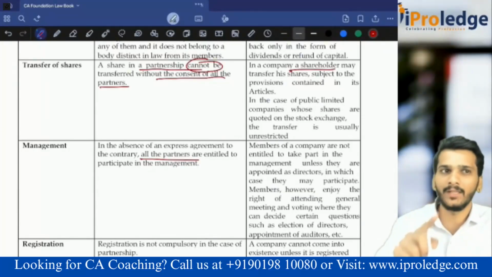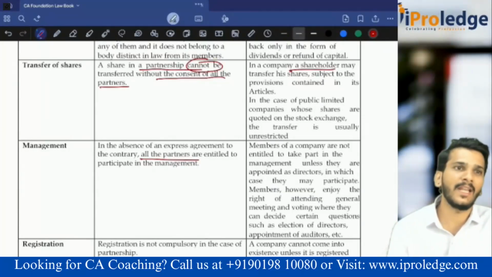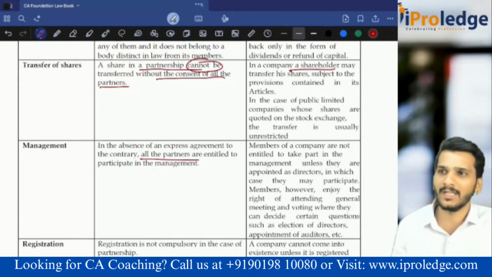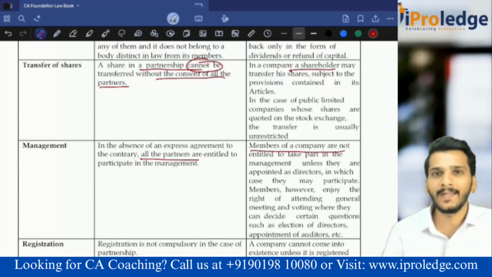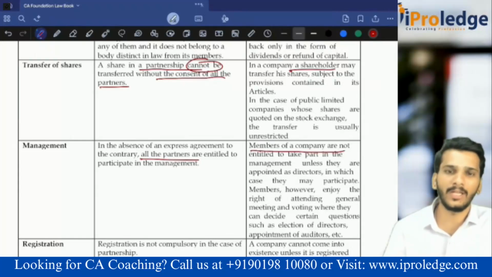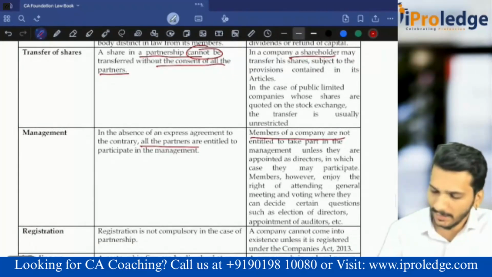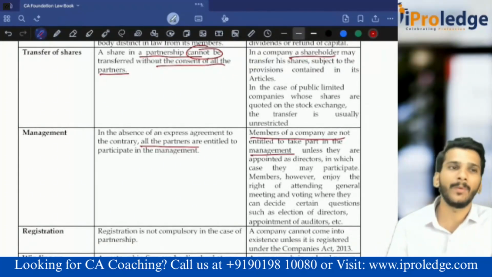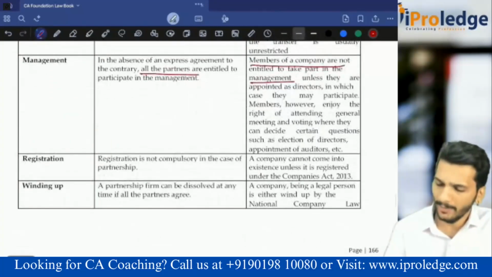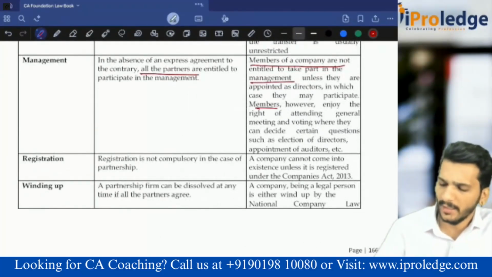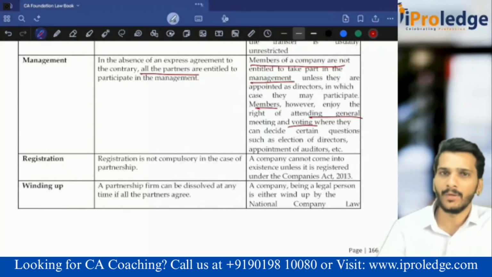One of the essential elements is that the business is carried on by all the partners or any one of them acting for all. If there is no agreement, all the partners are responsible for the business. If there is an agreement, then the partner who has agreed to take care of the business will do so. But in case of a company, members are not entitled to take part in the business. Who is entitled? The management, the board of directors, will be appointed by the members only. They will take care of the business. And members do only one thing: attending the general meeting, voting, having breakfast and snacks.